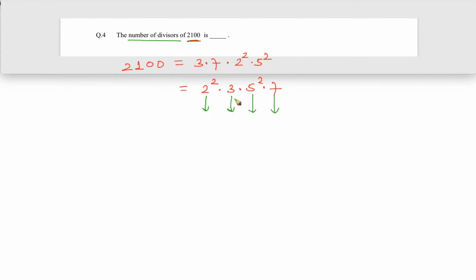Okay, now the second case is let's not take any of them. So I will not take anything. There are two 2's, I will not take any of them. There is one 3, I will not take any of them. So essentially 1 into 1 into 1 into 1. So the entire divisor we are talking about is 1, and 1 is also a divisor of 2100. My point is that in how many ways we can select these prime factors will give us the number of divisors. That is the entire point of discussion here.